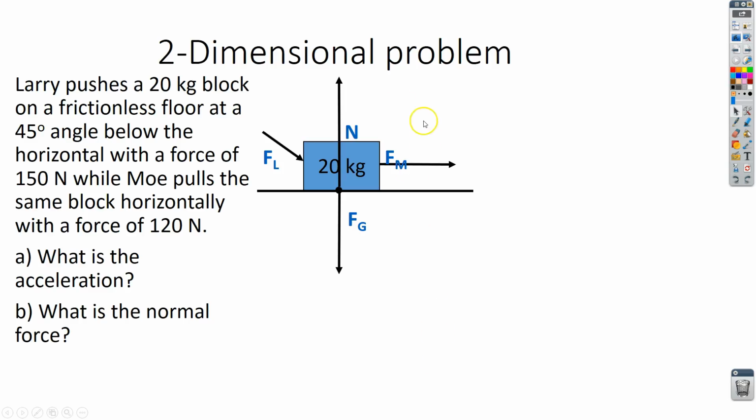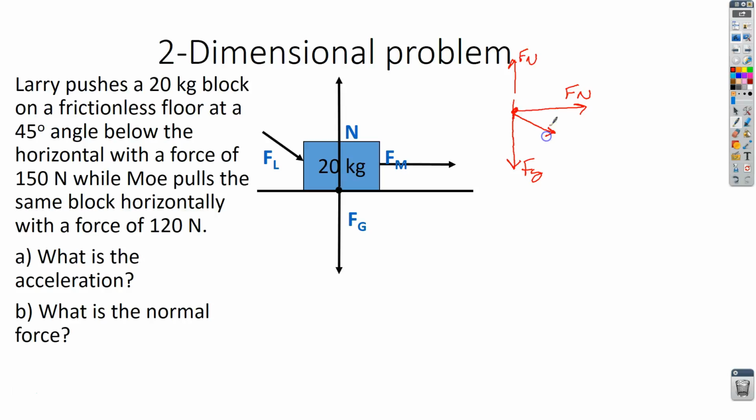Let's go back to our problem again, and we've got that block. Let's go ahead and solve for this. We'll do our free body diagram again. So we know that we've got the force pulling down, which is the force due to gravity, force up, which is the normal force. We've got a force going to the right, which is the force of Mo, and then we have that 45-degree force of Larry.